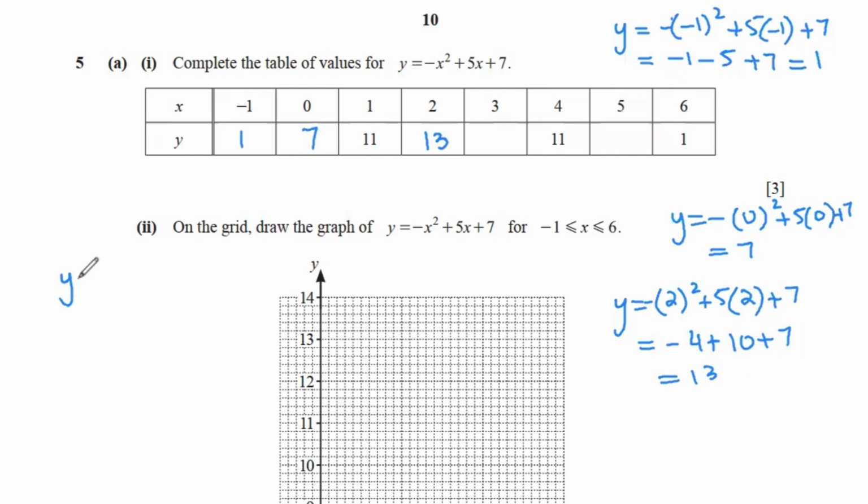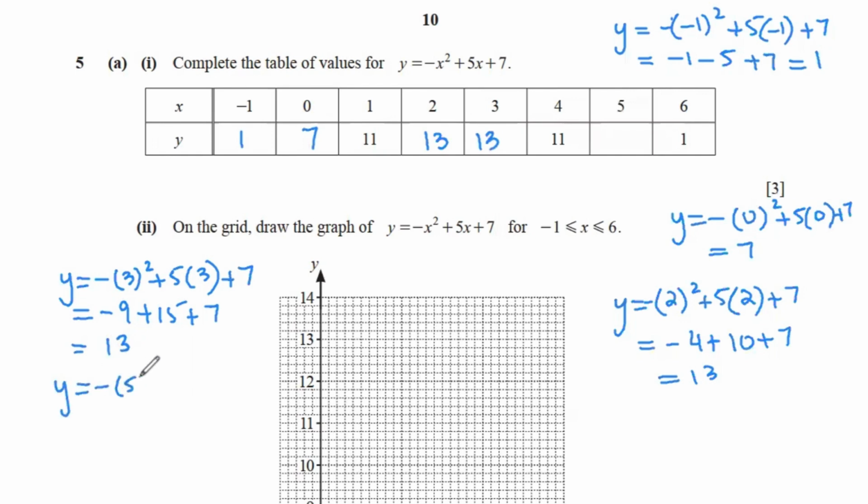When x is 3, y equals negative 3 squared plus 5 times 3 plus 7. Negative 9 plus 15 plus 7, and that also equals 13. Lastly, when x is 5, negative 5 squared plus 5 times 5 plus 7. That is negative 25 plus 25 plus 7, which is also equal to 7. So this is your complete table with all of the values.